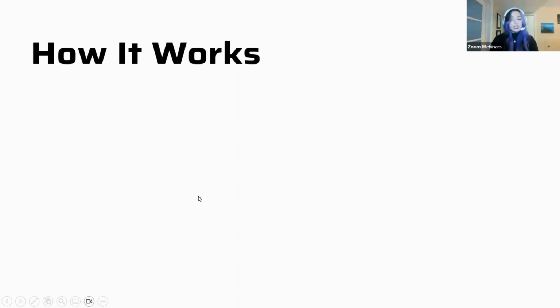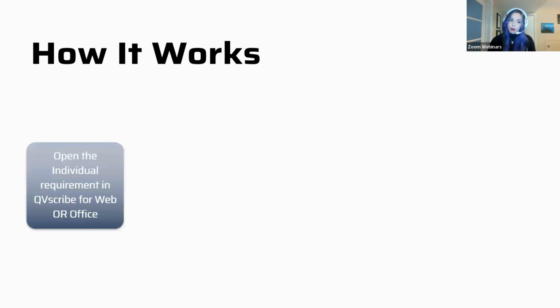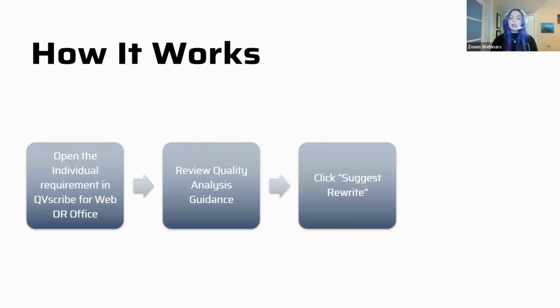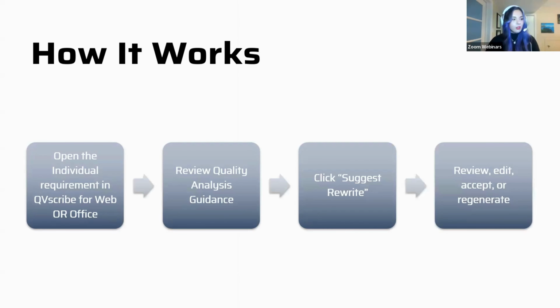ReqWriter fits directly into your existing QVscribe workflow. You review a requirement either in QVscribe for Web or Office. QVscribe analyzes it against your standards. And with one click, ReqWriter suggests a clearer, more testable rewrite. Then it's up to you. You decide what you want to accept, edit, or ignore. It speeds up the refinement without changing your workflow.